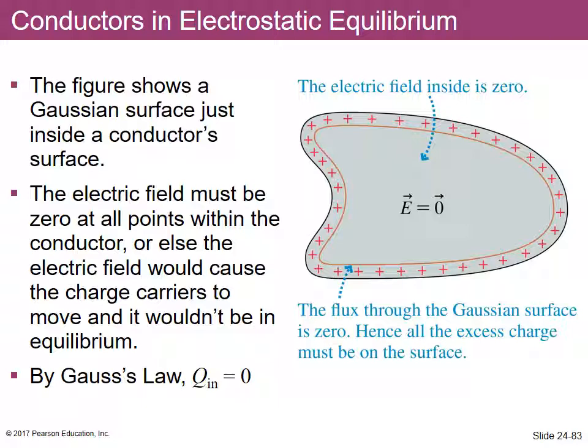The figure shows a Gaussian surface just inside a conductor surface. The electric field must be 0 at all points within the conductor, or else the electric field would cause the charge carriers to move, and it wouldn't be in equilibrium. By Gauss's law, Q inside is equal to 0.